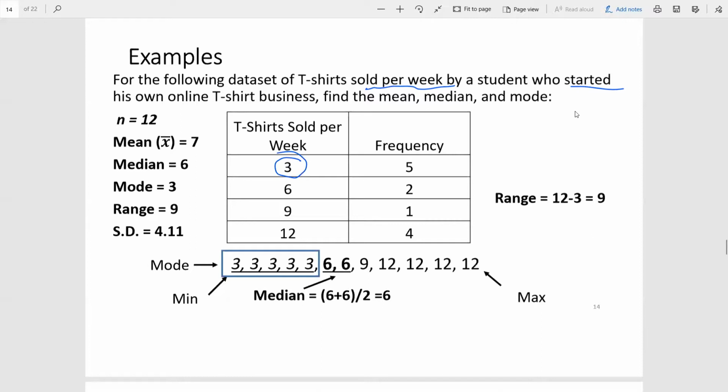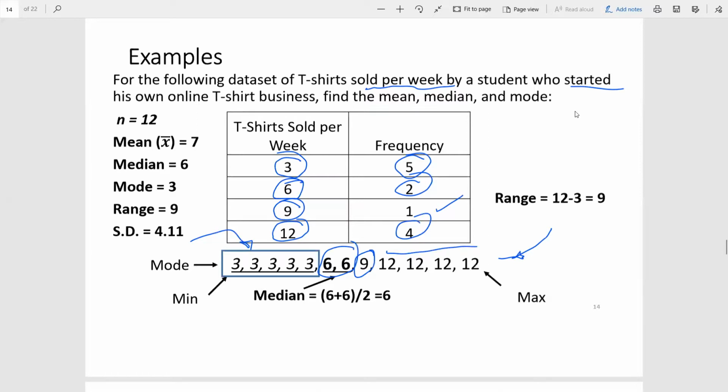The number of times that 3 t-shirts were sold per week was 5 times. The number of times 6 t-shirts were sold was 2 times. The number of times that 9 were sold was just 1 time. And interesting, the number of times that 12 t-shirts were sold was 4 times. So let's write this data down, and notice we've got 5 3s. I'm doing this in order. We've got 2 6s, 1 9, and then we have 4 12s.